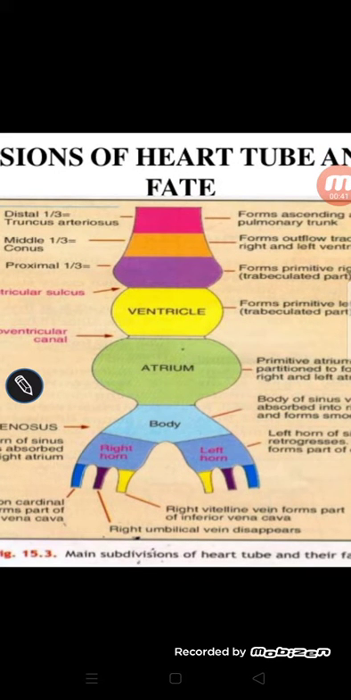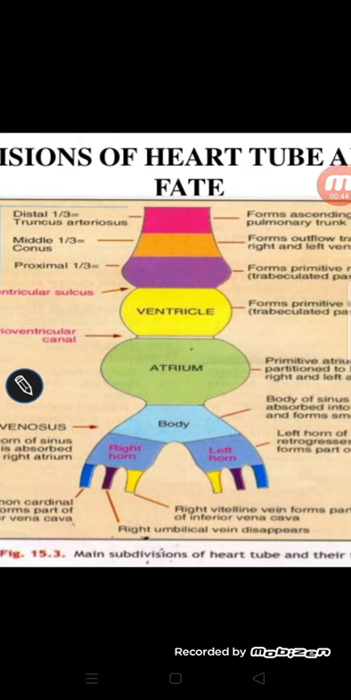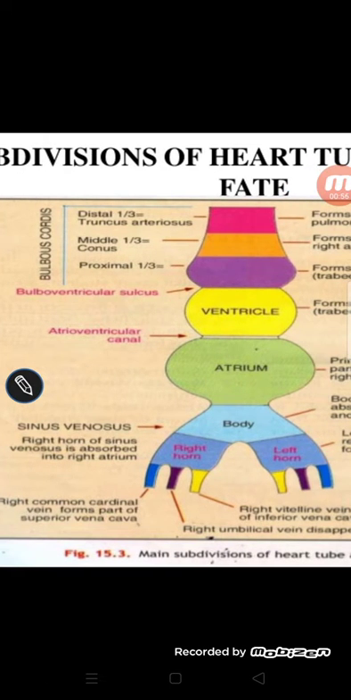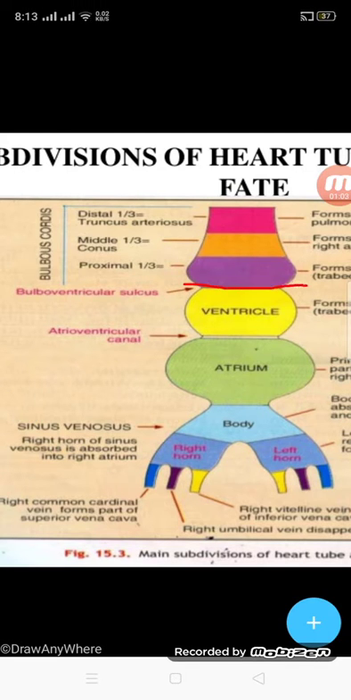Below is the venous end of the heart tube. So first let's see the uppermost aspect of this heart tube. This entire portion till here is called the bulbus cordis, and as you can see, this bulbus cordis can be divided into three portions. The upper 1/3 is called the truncus arteriosus, and as the name implies, the truncus arteriosus is a structure which is going to be converted into the arterial trunk.